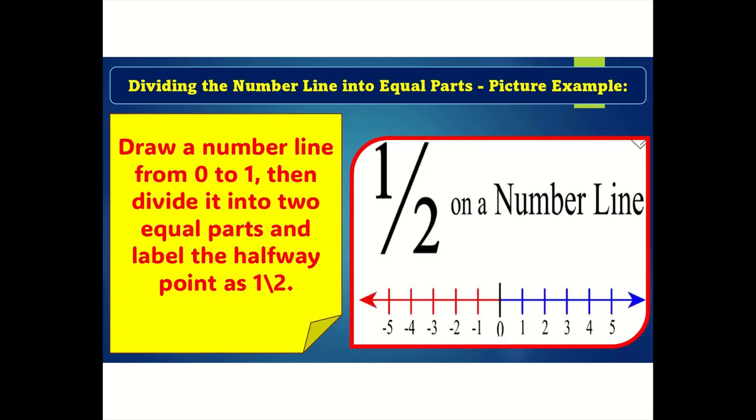Picture example. Draw a number line from 0 to 1, then divide it into two equal parts and label the halfway point as 1/2.